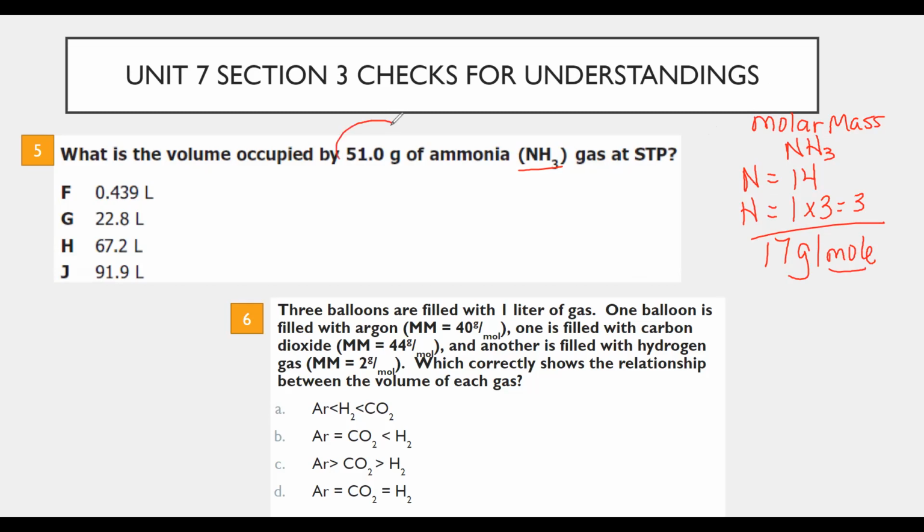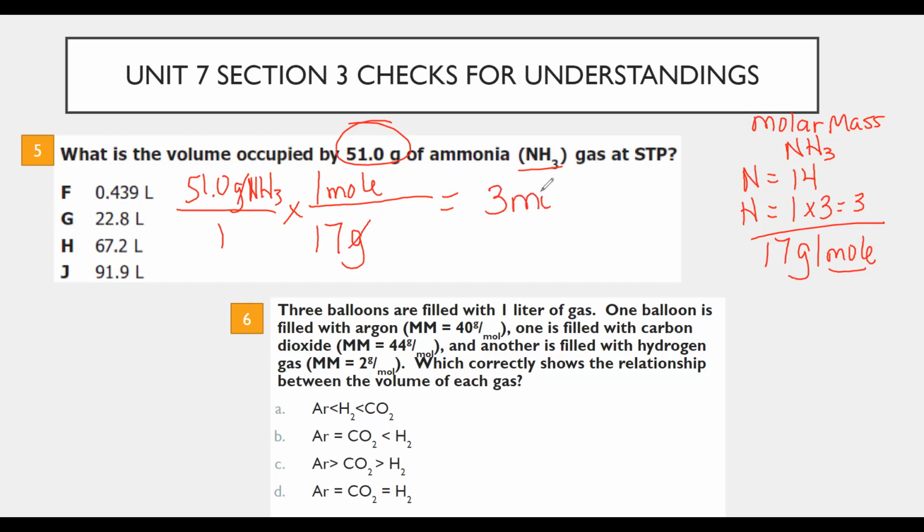All right, so we know we have 51 grams of NH3. Okay, and we know 1 mole is equal to 17 grams. So we can cancel out the grams. And when you plug this into the calculator, you're going to find that you have 3 moles of NH3.